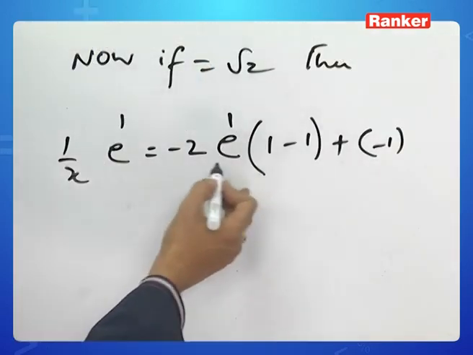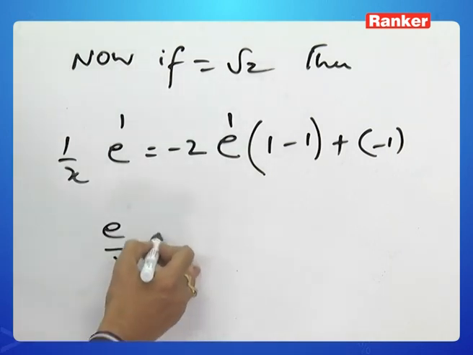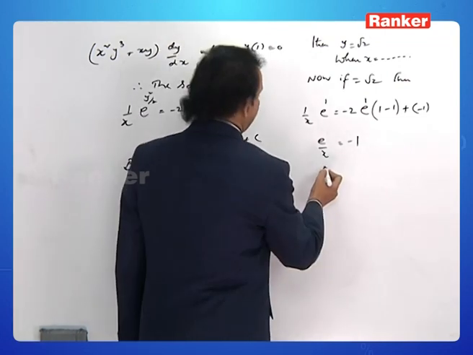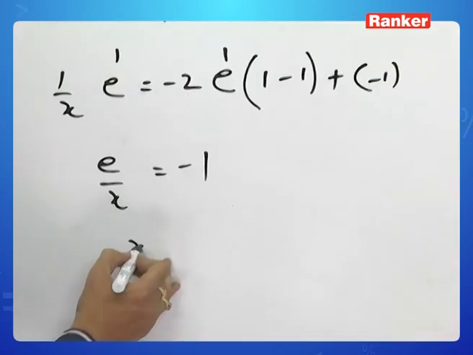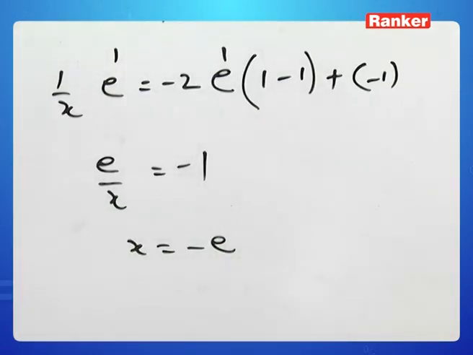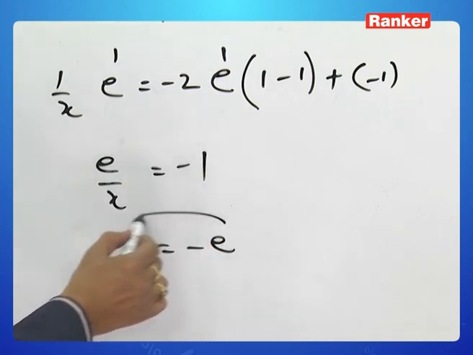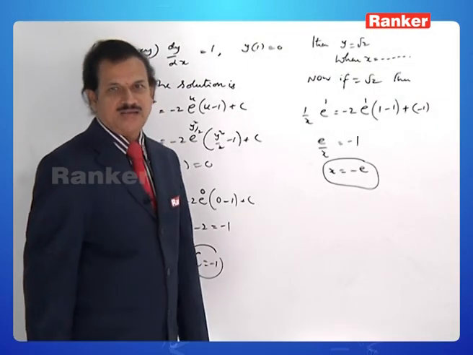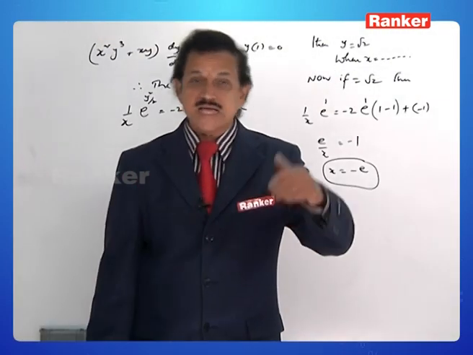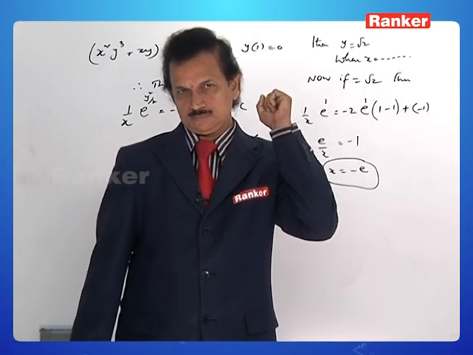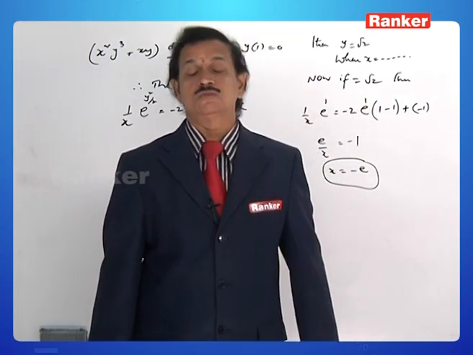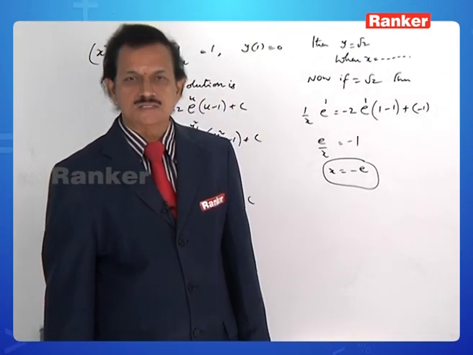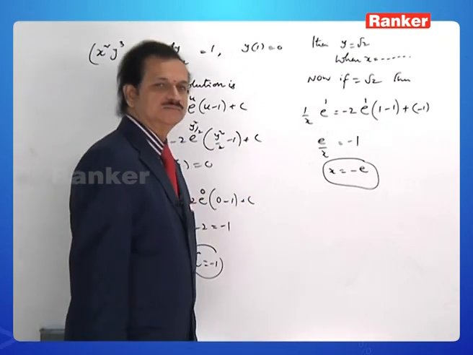Okay, 1 minus 1 is 0, 0 into anything is 0, therefore e by x is equal to minus 1. Therefore, x is equal to how much? Minus e. X is equal to minus e. That is, y at minus e is root 2. What is the value required? The value of x which makes y root 2. Yes, that is the answer.